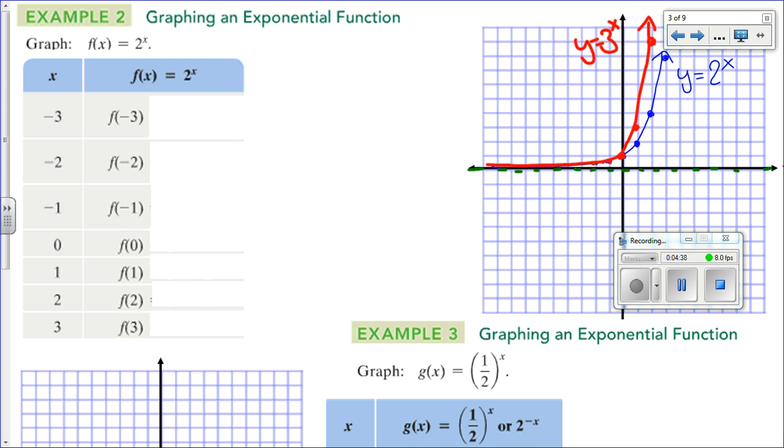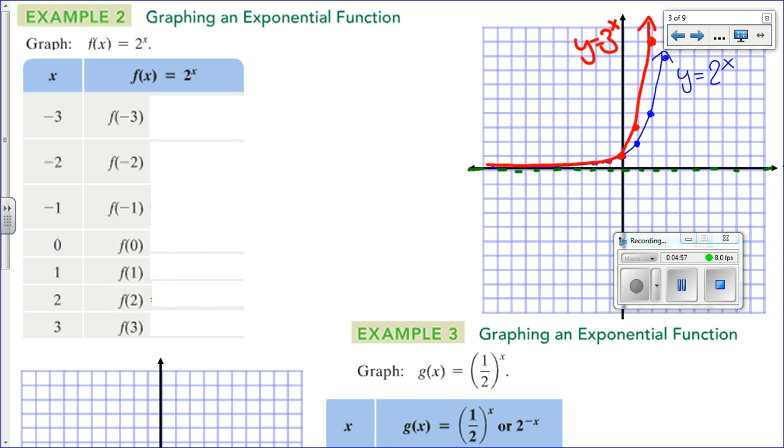So now, which one has a greater base? The graph in blue or the graph in red? Red, because 3 is greater than 2, right? So that's what the statement says, that the greater the base, the steeper the increase will be.